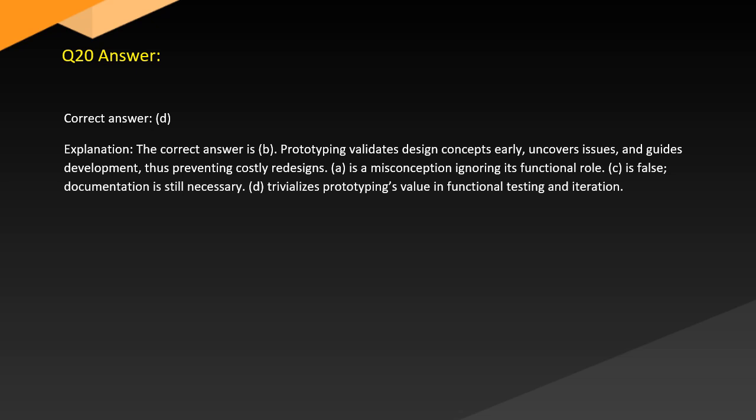Answer. Correct answer, D. Explanation. The correct answer is B. Prototyping validates design concepts early, uncovers issues, and guides development, thus preventing costly redesigns. A is a misconception, ignoring its functional role. C is false, documentation is still necessary. D trivializes prototyping's value in functional testing and iteration.